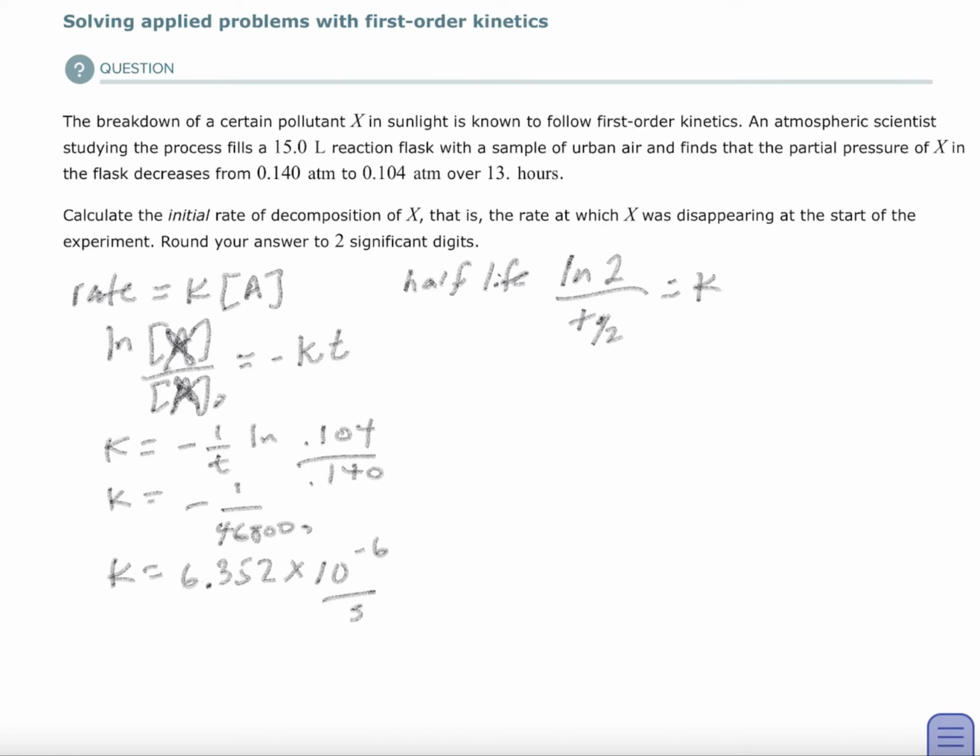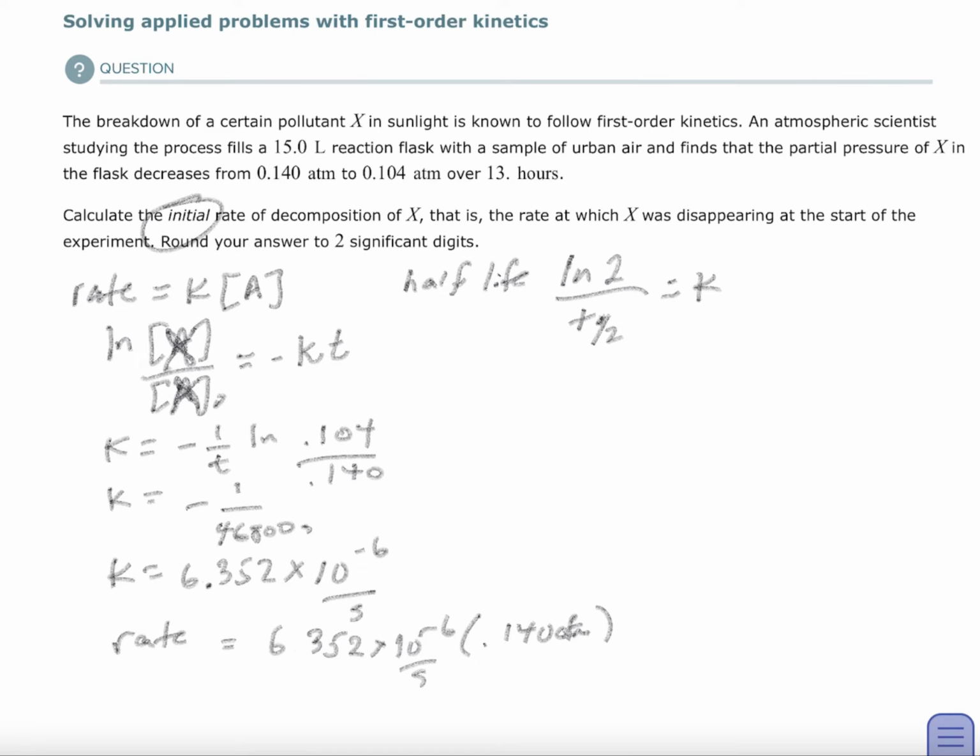And now I'm going to take that K and put it in the rate. Now they want the initial rate, so this A or X needs to be my initial amount. So it's decreasing from 0.14. That means that my rate is going to equal my K, which is 6.352 times 10 to the -6, times my initial amount, which is 0.140 atmospheres. And this is per second. So I'm going to end up with atmospheres per second going away, which is good. And so that'll give me my rate.